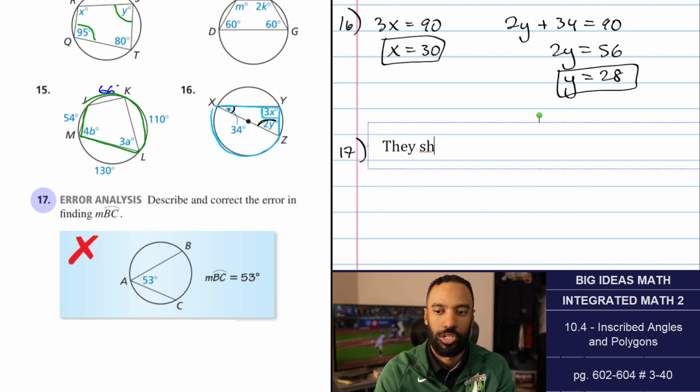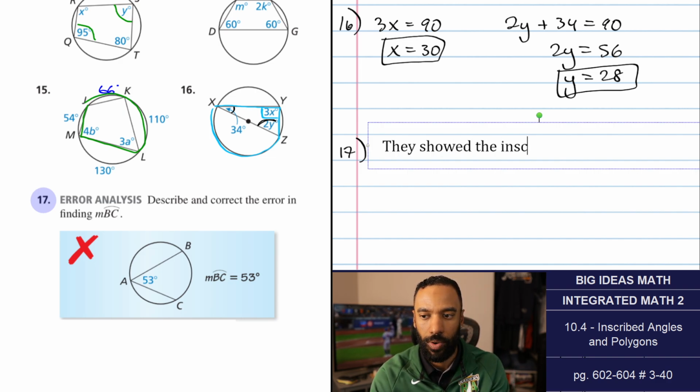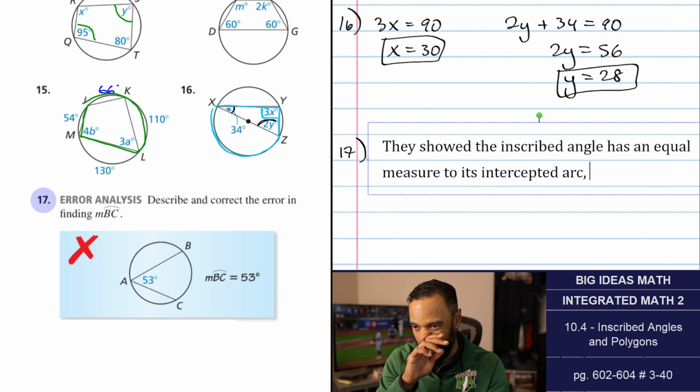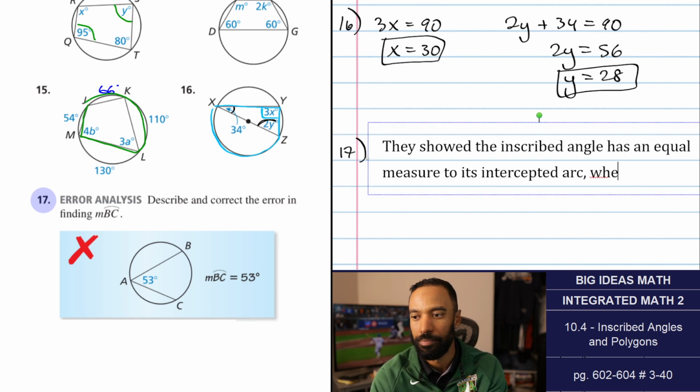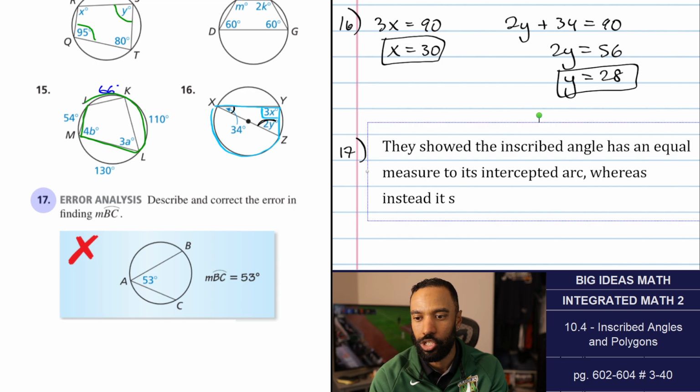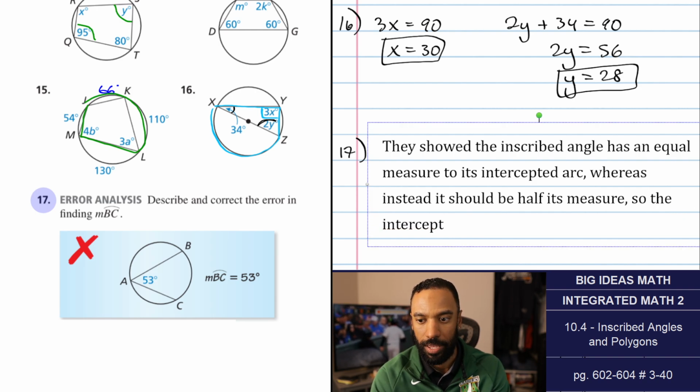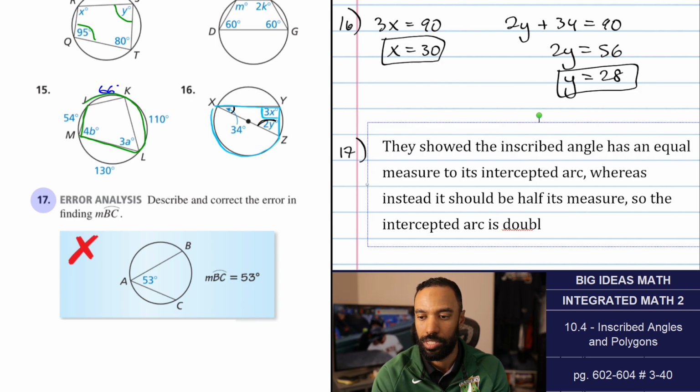They showed the inscribed angle has an equal measure to its intercepted arc. I was really worried that the book wasn't going to use the phrase intercepted arc. I thought I even went through it and said they probably don't. Whereas instead it should be half its measure. So the intercepted arc is double the measure. So the inscribed angle is half the measure of the intercepted arc. The intercepted arc is double the measure of said inscribed angle.